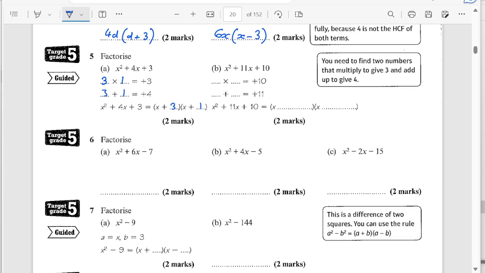And for this one, we've got the same thing. It multiplies to make a smaller number than it adds. So it's got to be 10 and 1. So that would be x plus 10 and x plus 1.